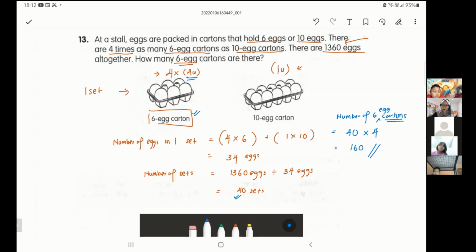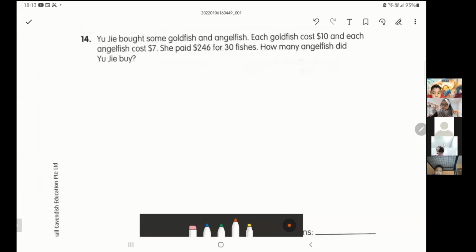All right. So what kind of concept is this? The grouping again. This is the grouping. Equal grouping concept. Next is the assumption concept.